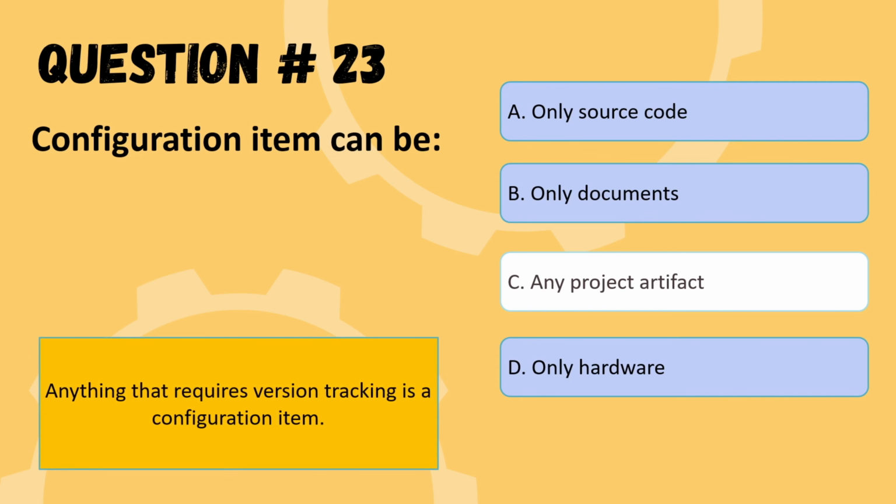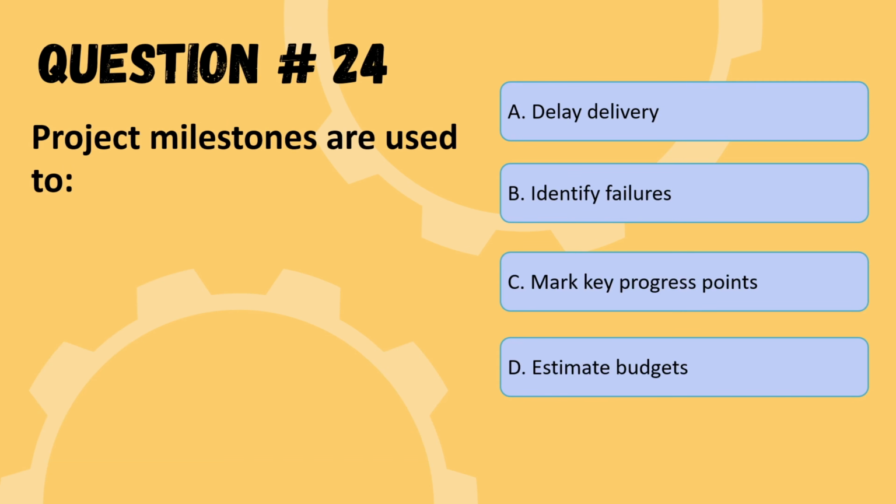So we are moving to the next question. Next question is, project milestones are used to: delay delivery, identify failure, mark key progress points, or estimate budget. So the correct option is mark key progress points.